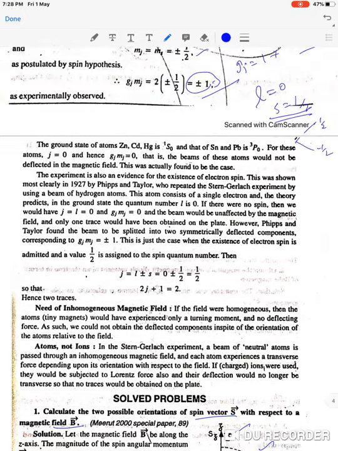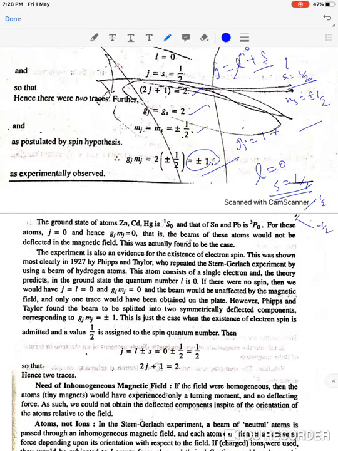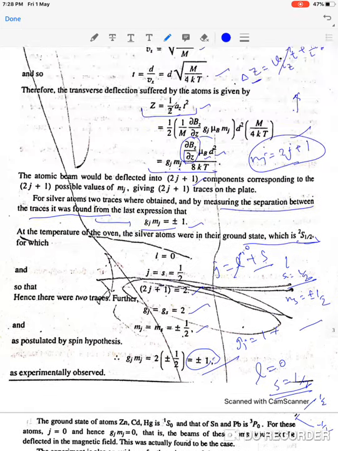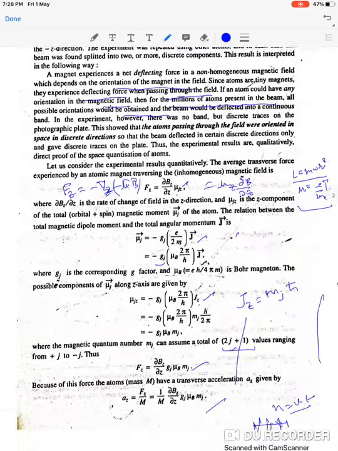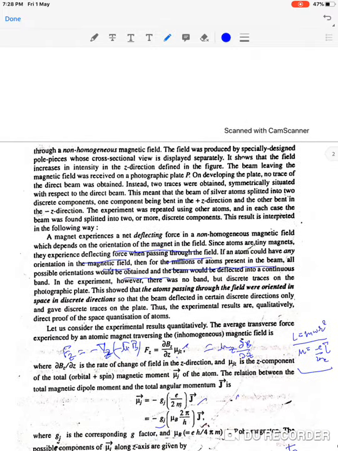Okay, so this was the total discussion on the Stern-Gerlach experiment, and try to understand this one, because this is very important from your examination point of view.